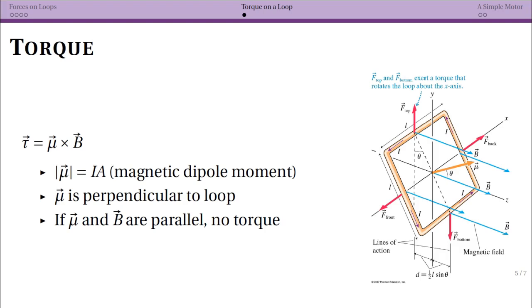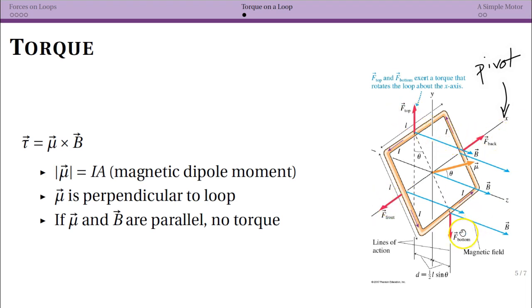Now we're going to think about torque. We're going back to the same figure as before, but now we're taking our square loop in a uniform magnetic field and thinking about the angles and the lines of action. If you imagine that it can rotate around this central axis, so basically the x-axis is our pivot, then we're not going to have any torque from the front or the back force.